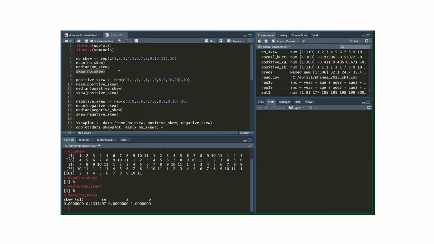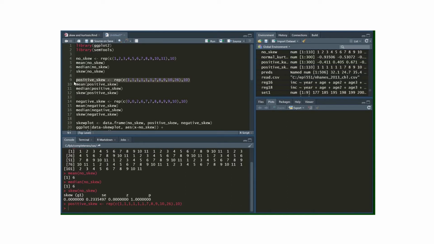Okay, and obviously we can expect there was no skew here because we created data that were perfectly balanced along a range of 1 to 11. Now, to create data that is positively skewed, this time I have a whole bunch of values that are equal to 1 and a few that are close to the middle, and then one value that is very high. So these data are skewed. So we have more values below the mean and only a few values above the mean.